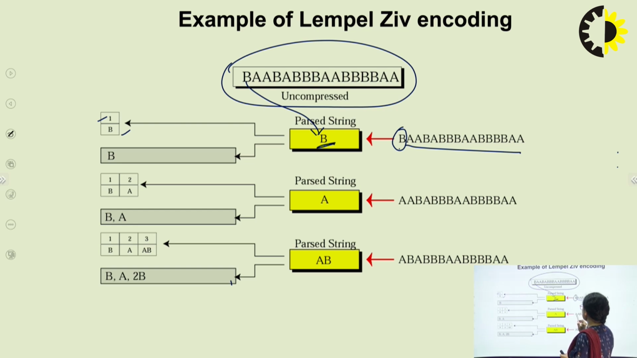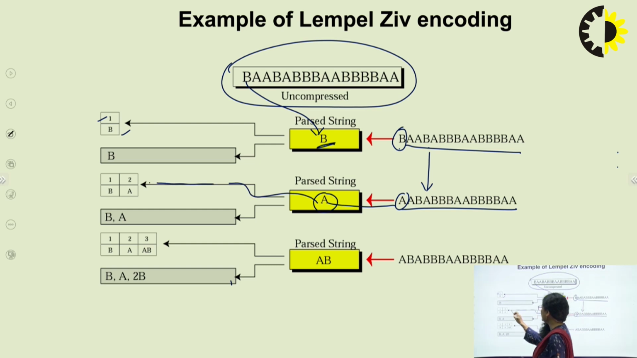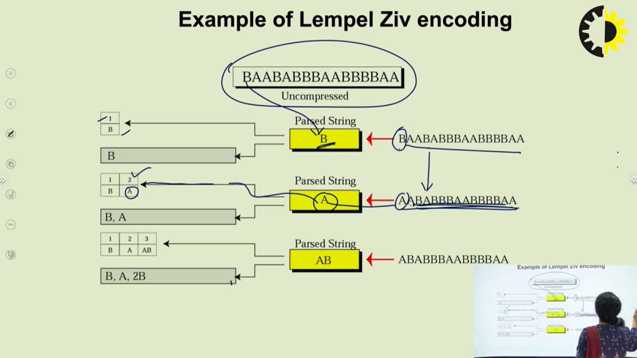Once B is taken care of, we have the remaining part of the data. From here, the next data that is taken care of is A. We have not handled the string A till now, so we take up A, form a new dictionary entry, and give A the index 2. Once A is taken care of, we are left with A, B, A, B. This is the set of strings that we are left with.